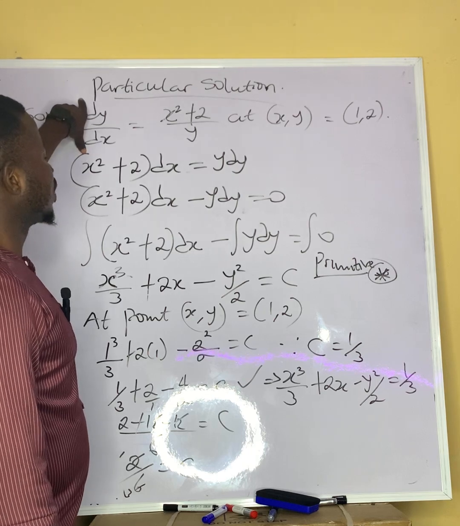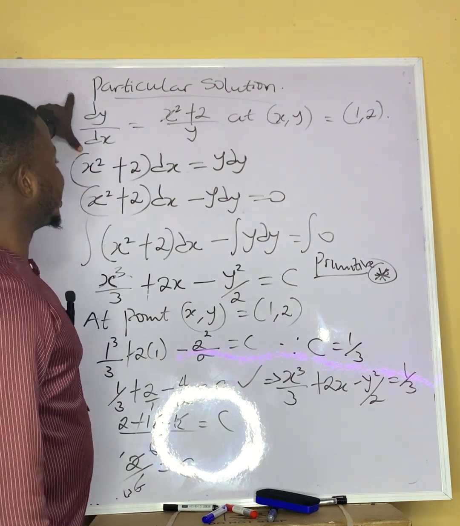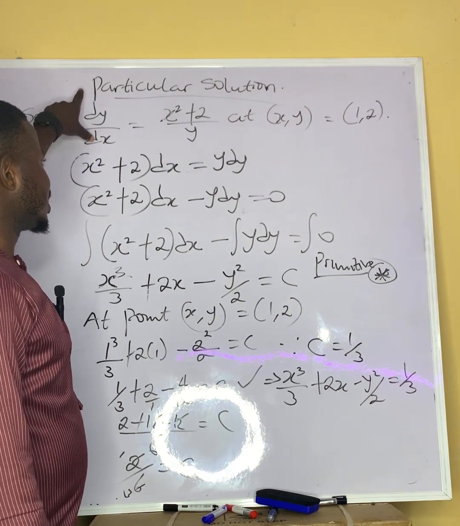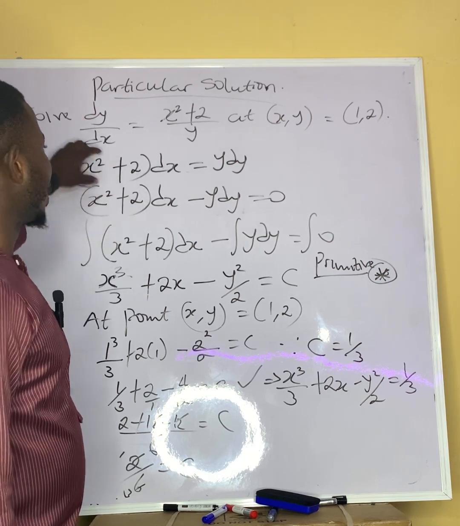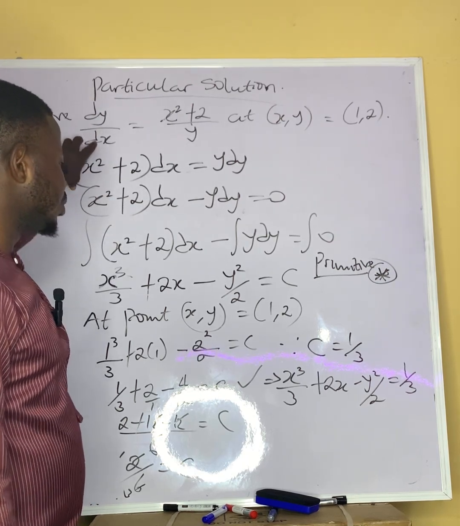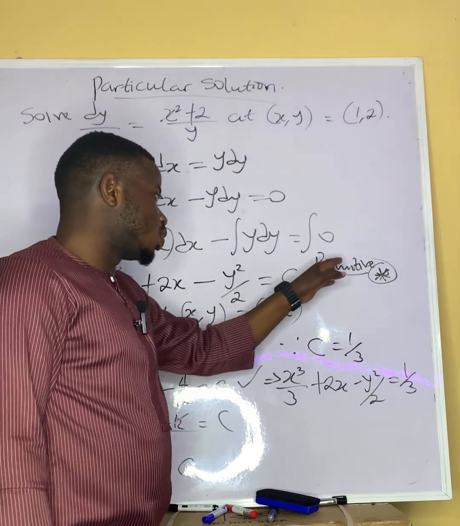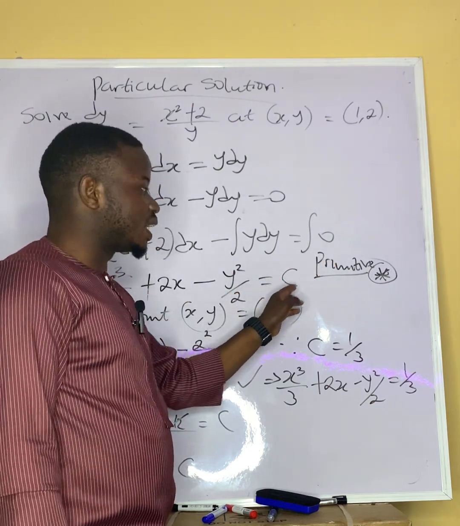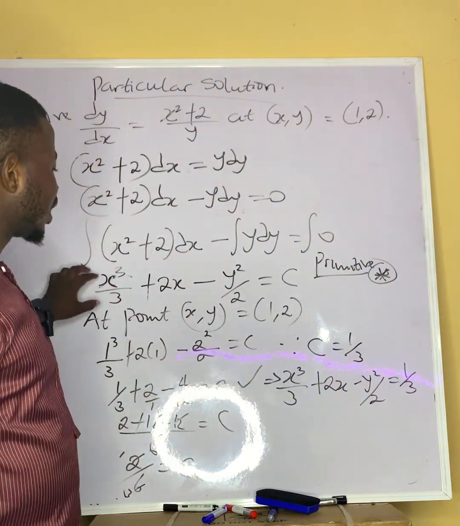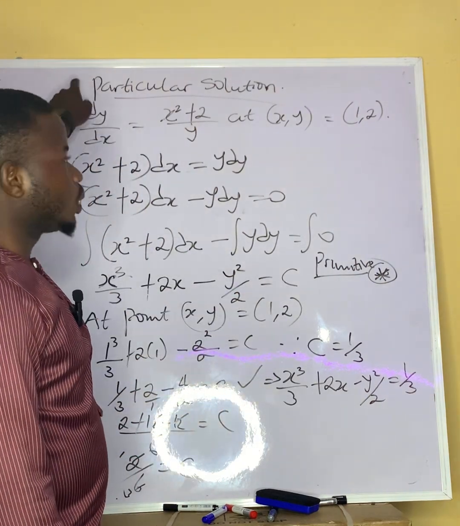And what we have here, you can call this one a differential equation because it involves a derivative. So this involves a derivative, so we can call this one a differential equation. This one that contains the constant is called the primitive, and it is actually from the primitive that we obtain a particular solution.